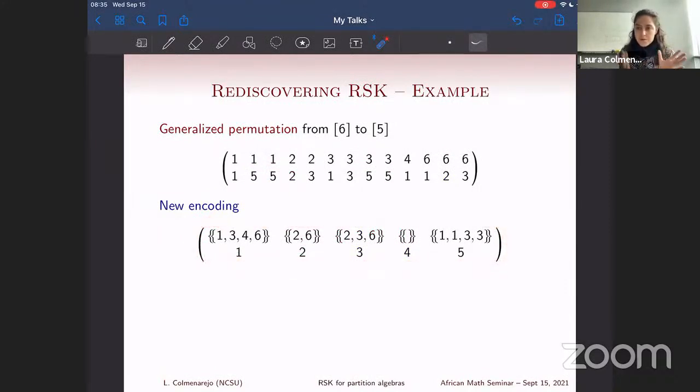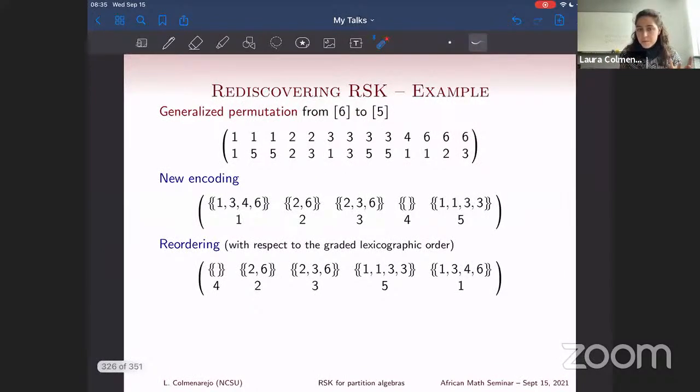Now, remember when I was doing RSK, I had something that said, and now we have to order according to the top row. And in this case, that's what we are going to be doing. We reorder, and we are going to be reordering using the graded lexicographic order, which is basically that I'm going to order the sets by size. And once they have the same size, I'm going to order using the alphabet.